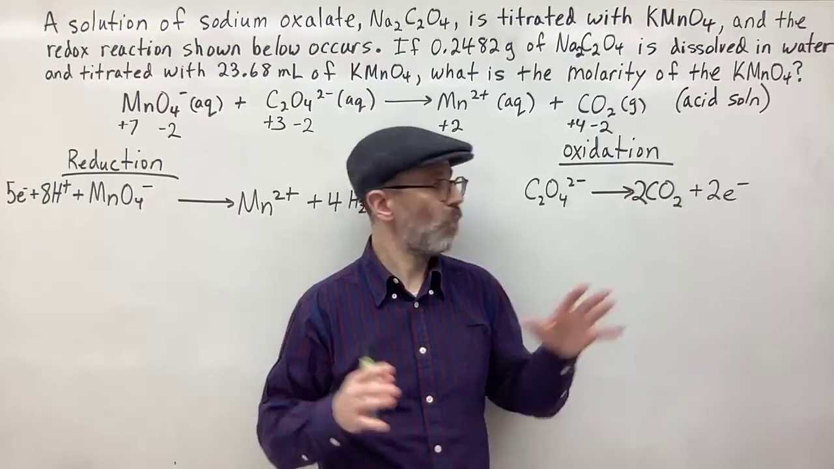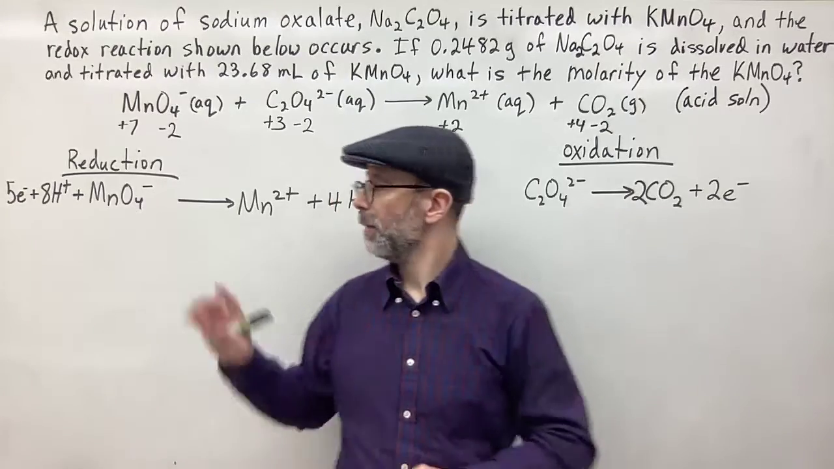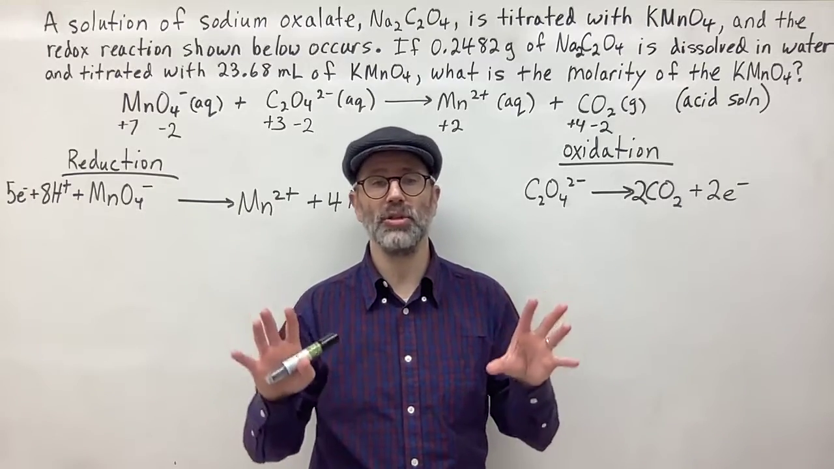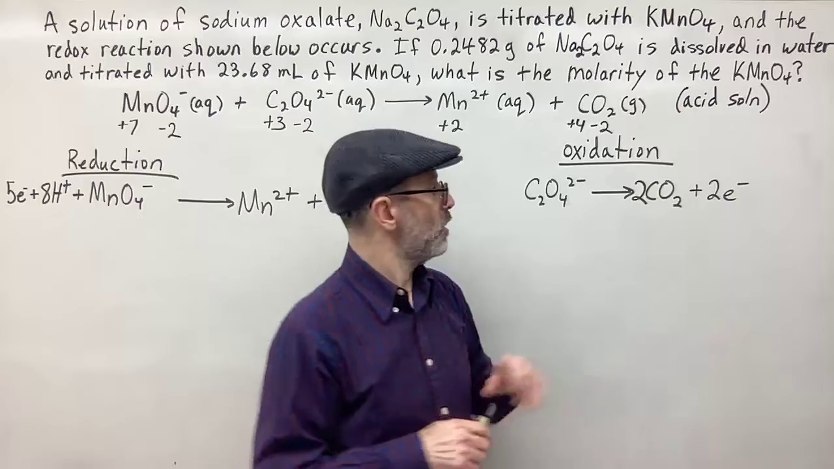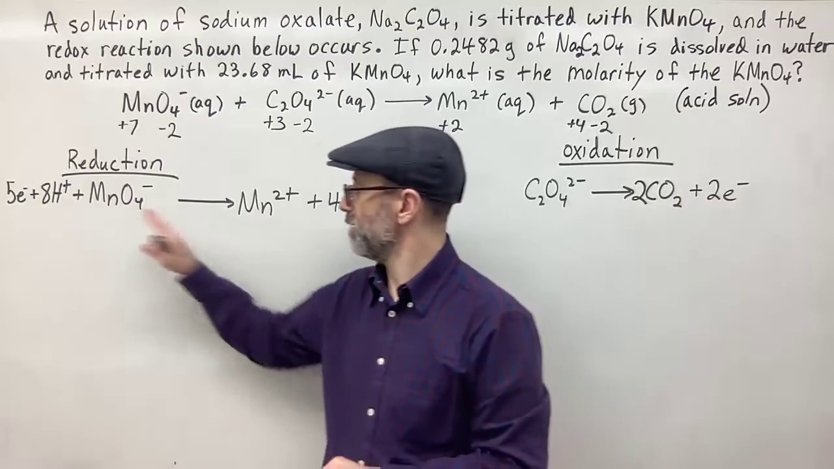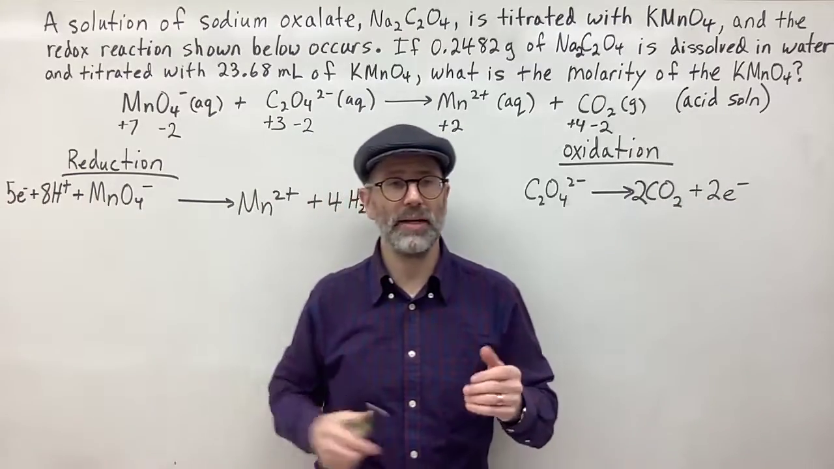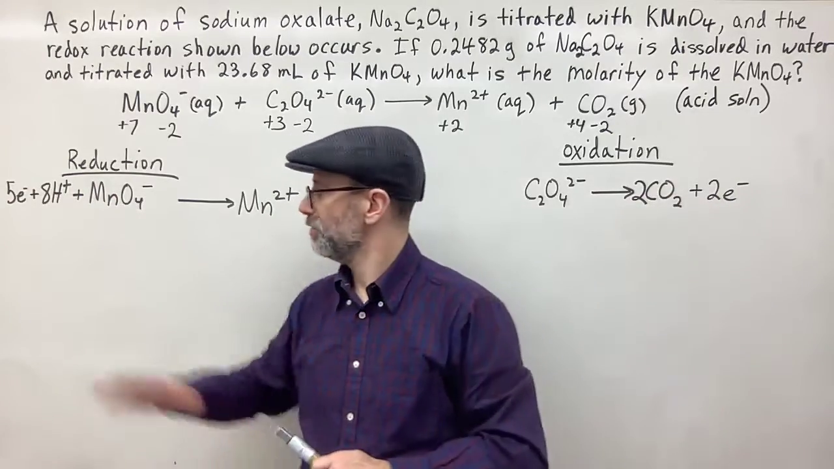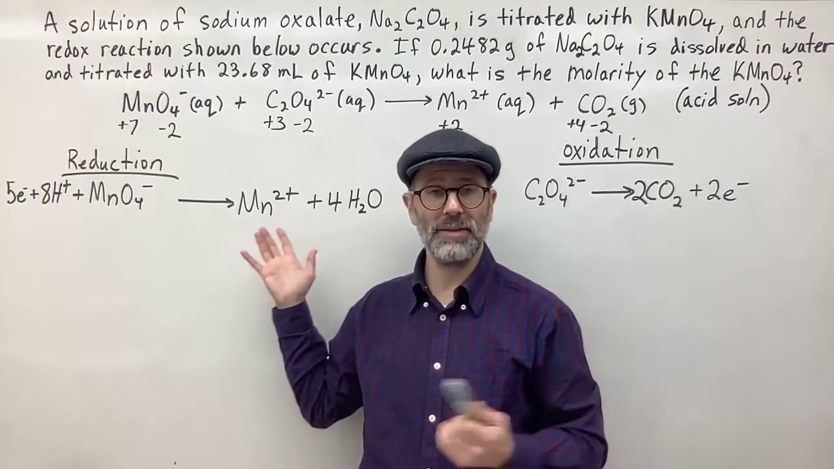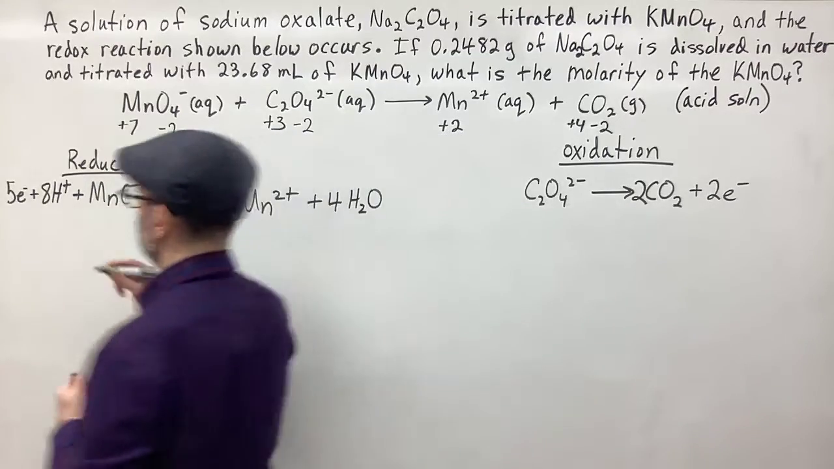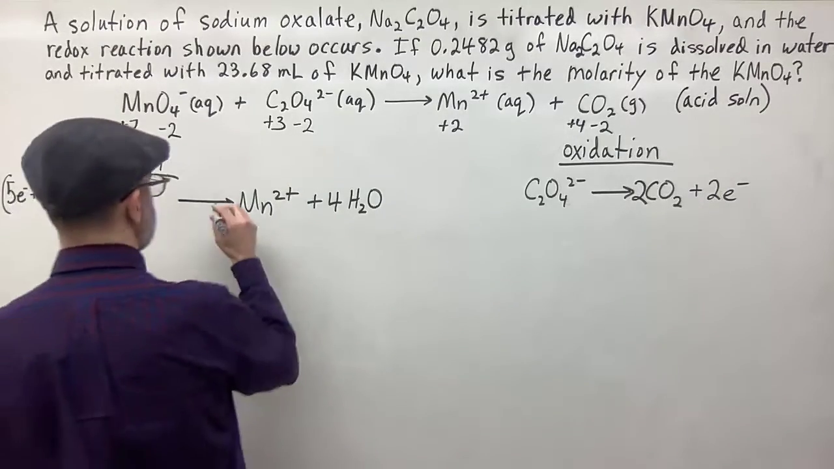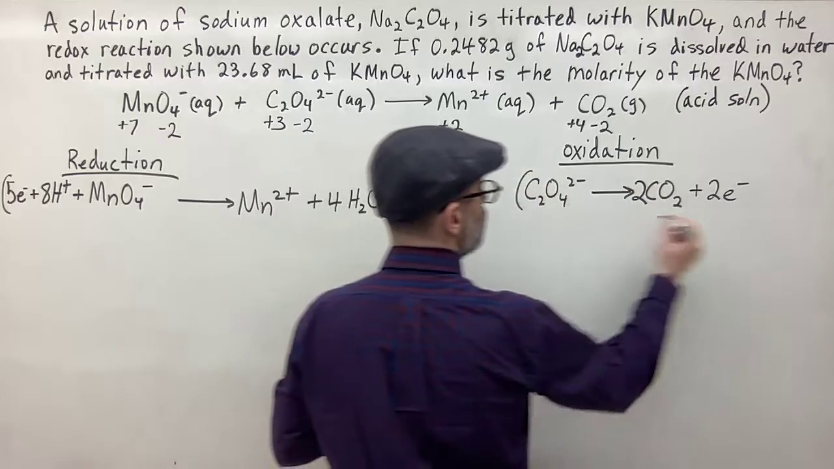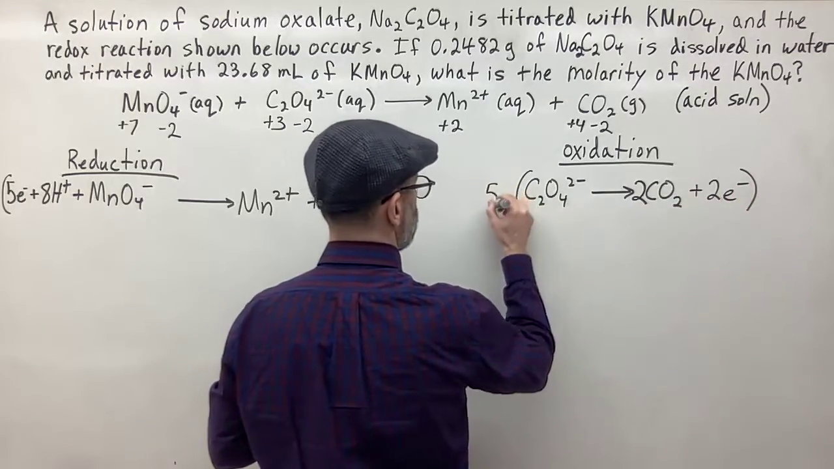So I need to multiply my half reactions by a factor that's going to get the electrons to be equal amounts. So here I have 2, here I have 5. So what do I multiply? Well, if I multiply this by 5, I get 10 electrons. If I multiply this equation by 2, I get 10 electrons. So that's what I'm going to do. So I'm going to multiply this by 2, and I'm going to multiply this by 5.